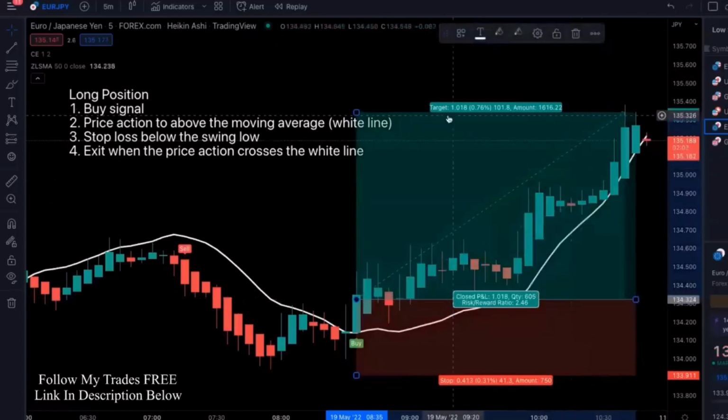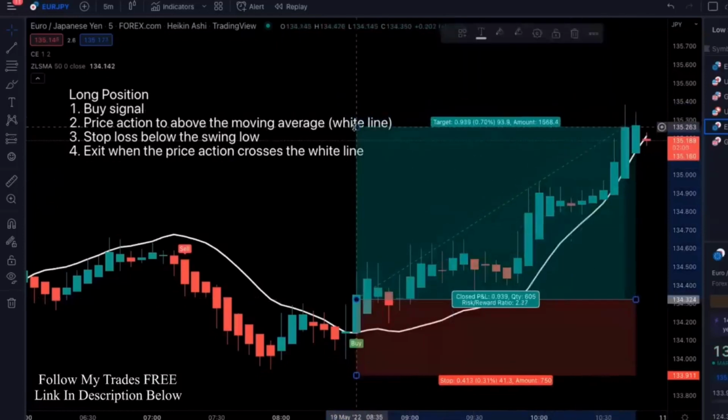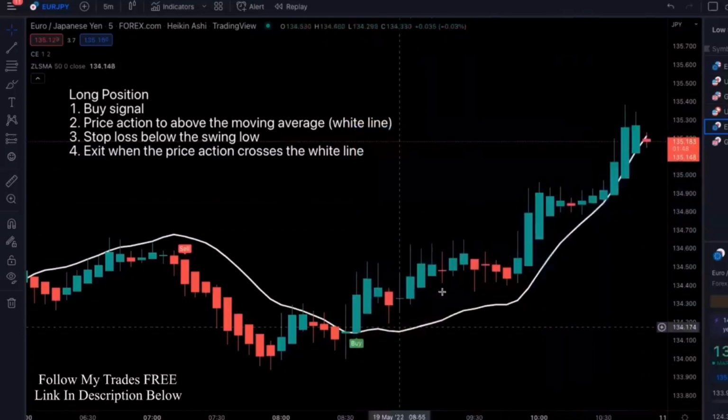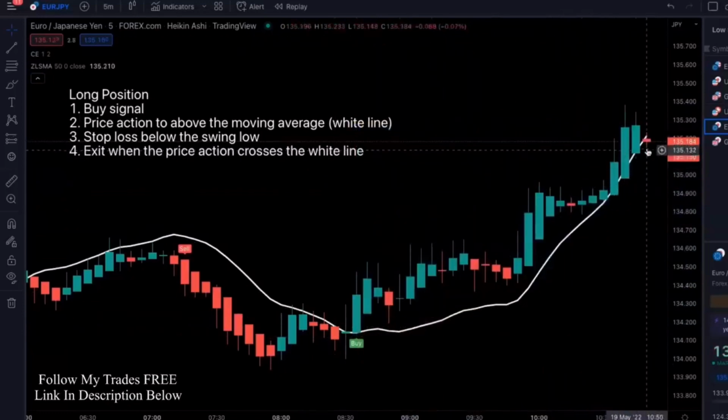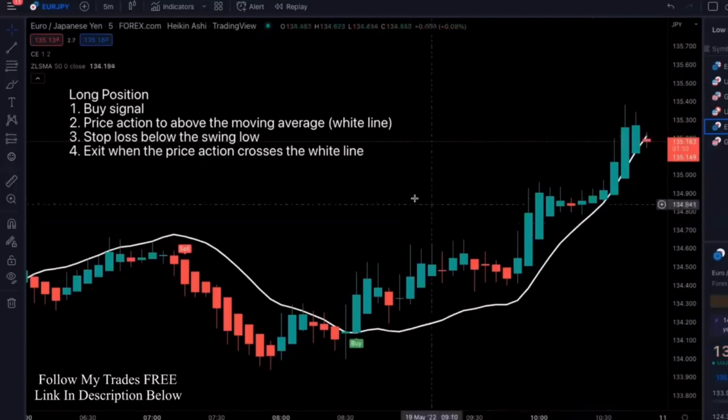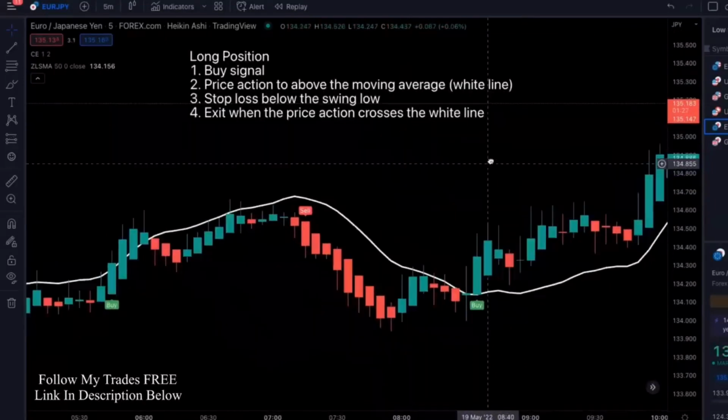So far it's doing pretty well. It's already at a 2.27 to 1 risk to reward. On these kinds of trades, I don't like to put a specific risk to reward ratio, because sometimes you're going to have some big moves, so you want to capitalize on them. When the price action, like here, crosses over the white line, this would be an exit point, once this candle closes.